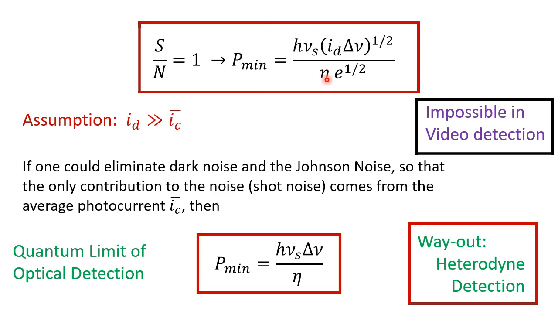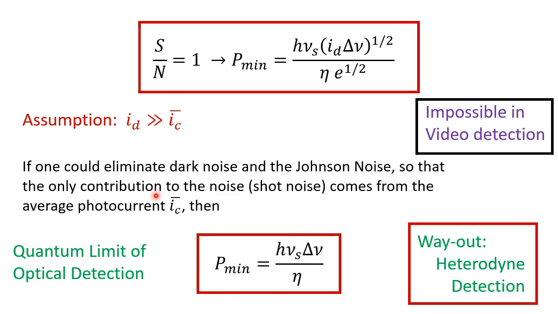So in principle, if I could ignore or eliminate basically dark noise and the Johnson noise completely, so that the only contribution is shot noise, then one can basically get the average photocurrent IC bar, and then I will get my quantum limit of optical detection, right? Just like we got for the heterodyne.